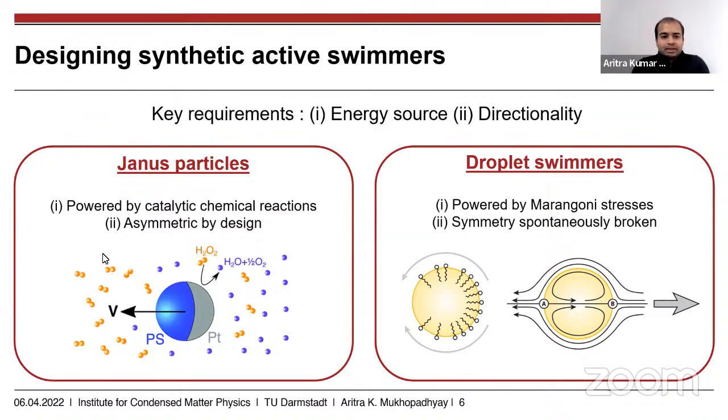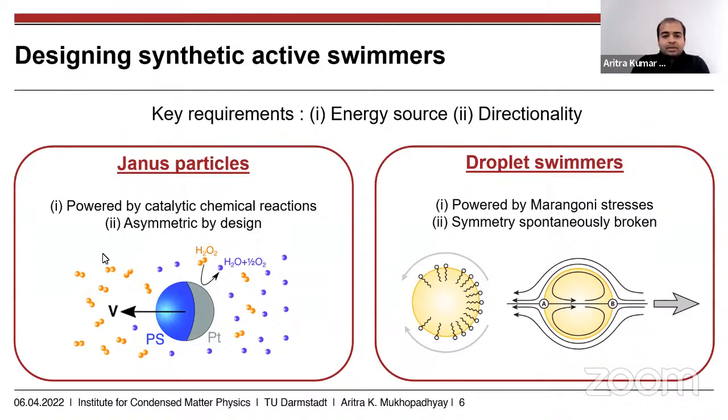In contrast to these Janus particles, which are asymmetric by design, we also have droplet swimmers, which are basically a liquid droplet immersed in another liquid. And these droplets are isotropic, so we don't have an inherent asymmetry or anisotropy in them. But they can spontaneously develop an asymmetry on the surface because of a surface tension gradient. This leads to a certain Marangoni flow or Marangoni stress on these droplets, and as a result, these droplets can self-propel. In the course of the talk, I'll talk in much more detail about these droplet swimmers.